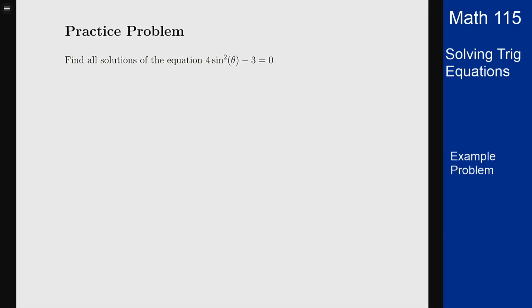In this example, we want to find all solutions to the equation 4 sine squared of theta minus 3 equals 0. To do this, we want to first isolate the trigonometric function term, and then use what we know about trig functions and their special values to try to find out the actual values of theta to make this work. So I can rewrite this equation here as 4 sine squared of theta equals 3.